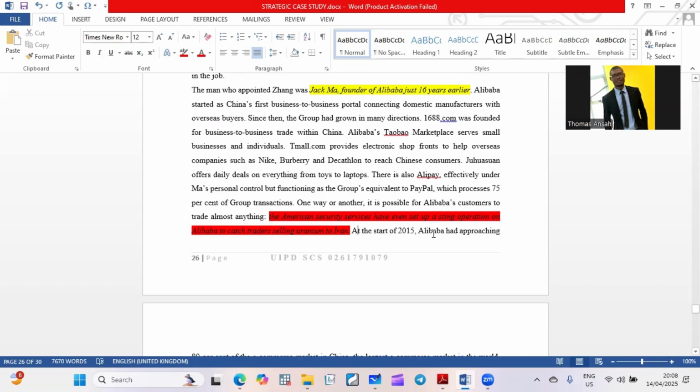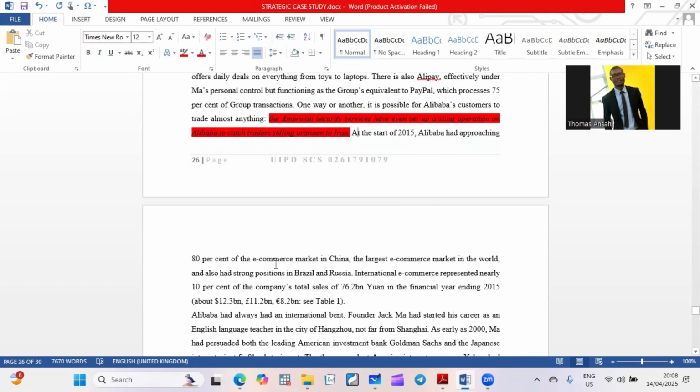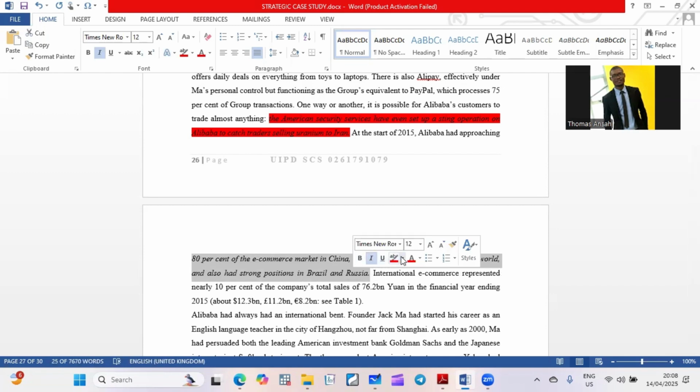At the start of 2015, Alibaba had approaching 80% of the e-commerce market in China, the largest e-commerce market in the world, and also had a strong position in Brazil and Russia. So this one too is another one. We will use it for something different.